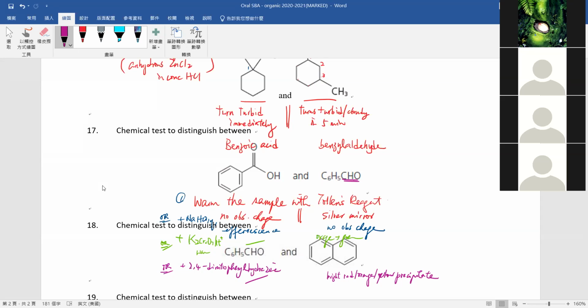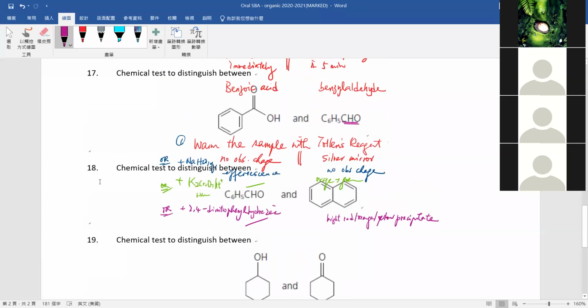Okay. Now, the similar case, take a look at question 18. Can you choose which among the 4 choices are possible? The first one, Tollens' reagent. Is it okay? What are the two? What are those two chemicals? The first one is benzaldehyde. The second one is, what is that?